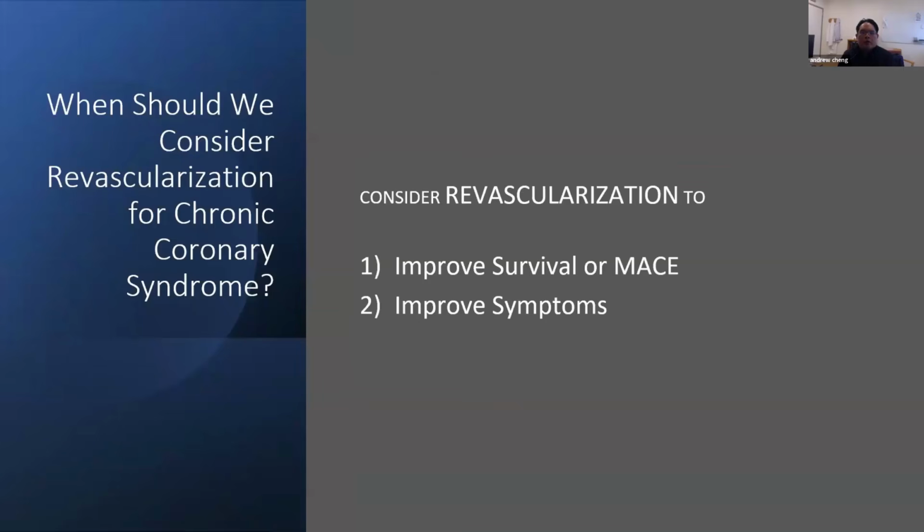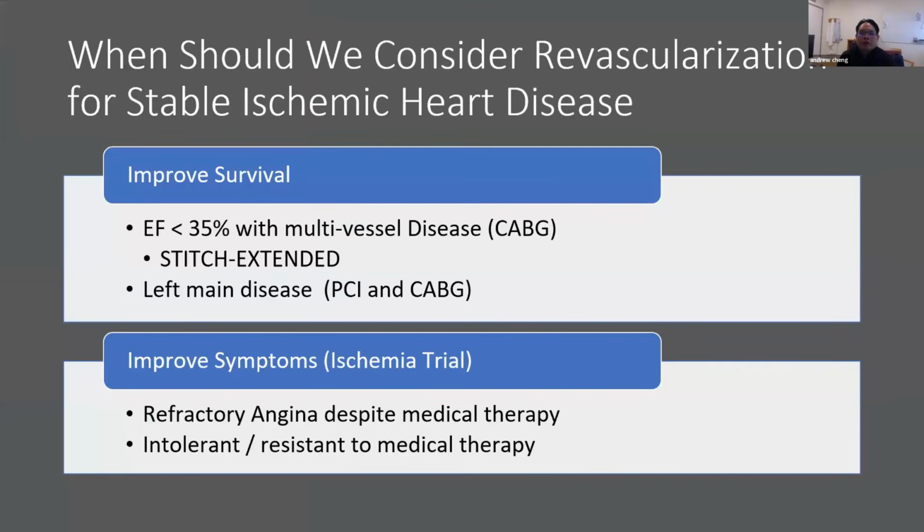But what I really want to touch base on here is when should you consider revascularization for chronic coronary syndrome? And when you think about revascularization, we always ask ourselves, why are we doing it? So we do it for two reasons. Either we're going to improve survival or major adverse cardiovascular events, or we're going to improve symptoms. And so when does revascularization for stable ischemic heart disease improve survival? It improves survival when the EF is less than 35% with multivessel disease.